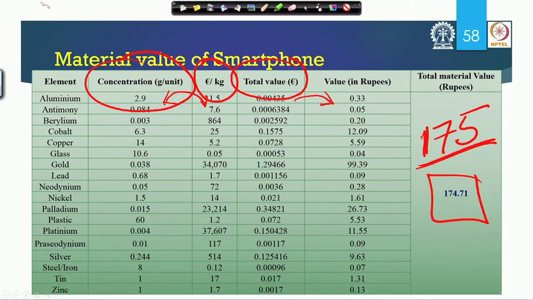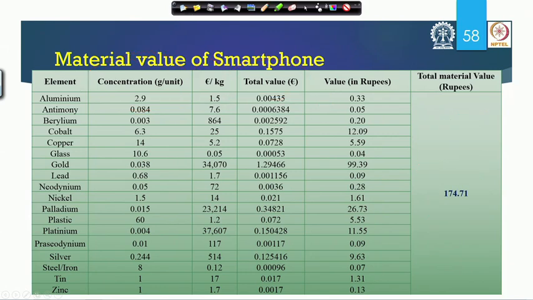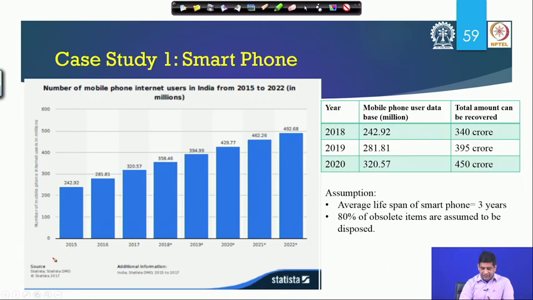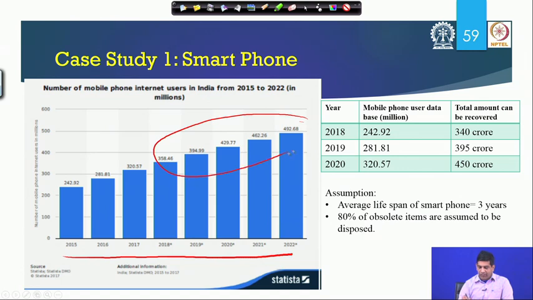And if you think about all those numbers that we estimated in the previous video, and with the increase in usage of cell phones in India over the coming years, as you can see in this graph from 2015 to 2022, these are the projected numbers, and as you can see, more and more cell phones will be used. That means more and more will be discarded, taking a lifespan of 3 years. The average lifespan of a smartphone is 3 years, and 80% of them are assumed to be disposed. So, 20% will be stored, but 80% will be disposed.